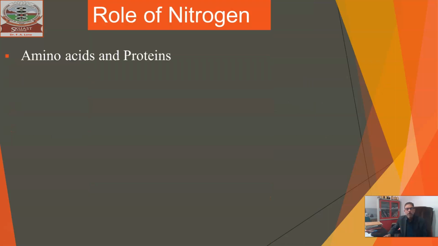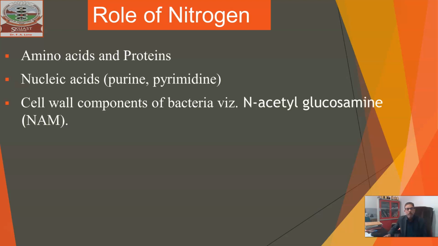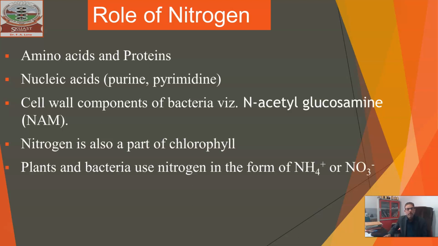As far as the role of nitrogen is concerned, it's very important and essential for the formation of the amino acids and the proteins in the cells. Nucleic acids, purines, pyrimidines, they all need nitrogen. It's also an important component of the cell walls. N-acetylglucosamine is an important constituent of the cell wall of bacteria. And it's also an important constituent of chlorophyll, where photosynthesis takes place.